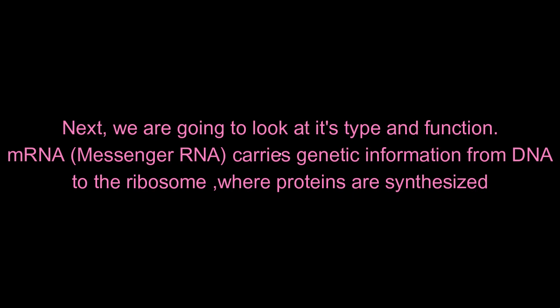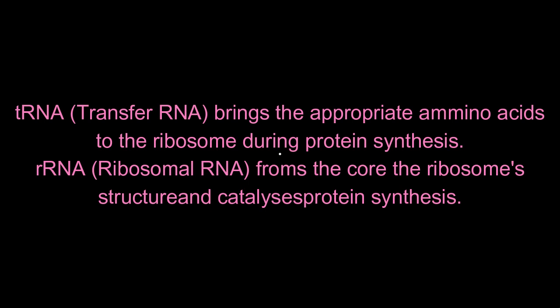Next, we are going to look at its types and function. mRNA, aka messenger RNA, carries genetic information from DNA to the ribosome, where proteins are synthesized. tRNA, aka transfer RNA, brings the appropriate amino acids to the ribosome during protein synthesis. Next, rRNA, aka ribosomal RNA, forms the core of the ribosome structure and catalyzes protein synthesis.